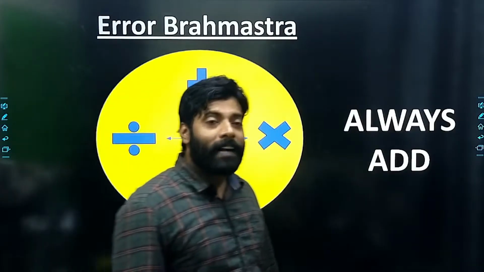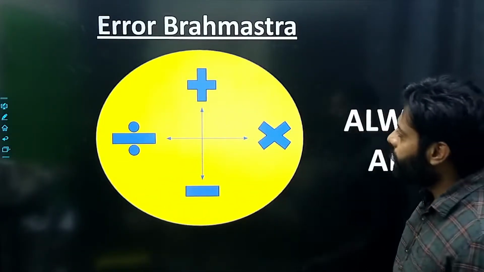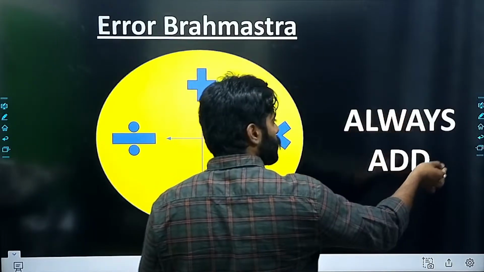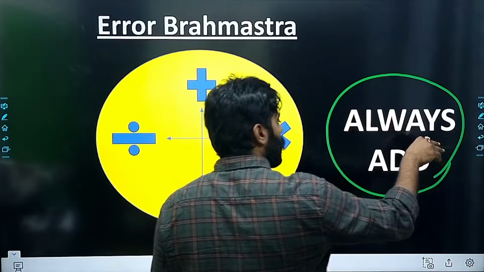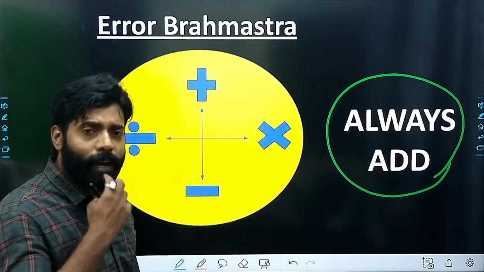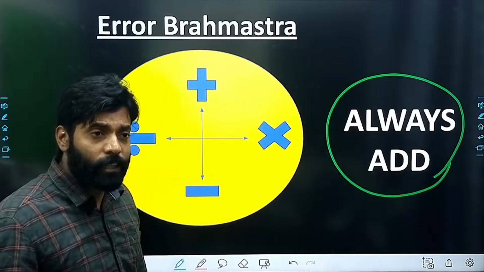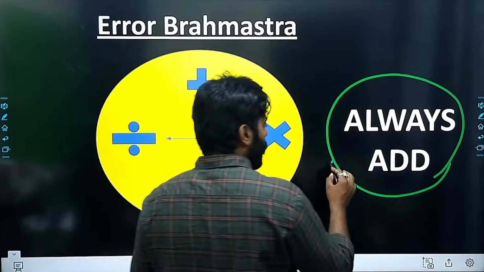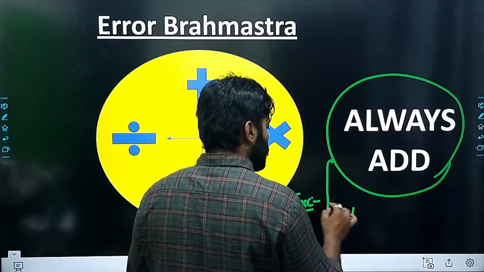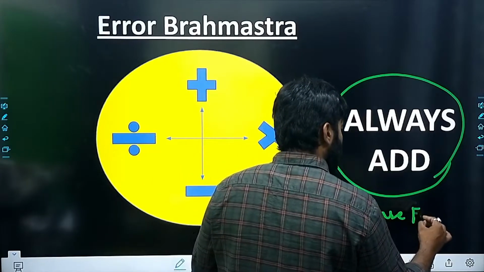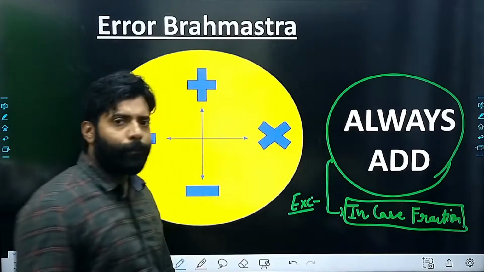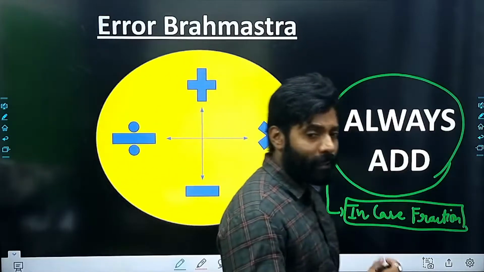So there is a Brahmastra that in general, errors always add. There are some exceptions, like in the case of resistance, when we have quantities in the case of fractions, right? So I am writing that in case of fraction, exception. If there are some quantities which are in fraction, then you will be using the differentiation method. Differentiation is also a Brahmastra which I am teaching you, but this is the simple one.